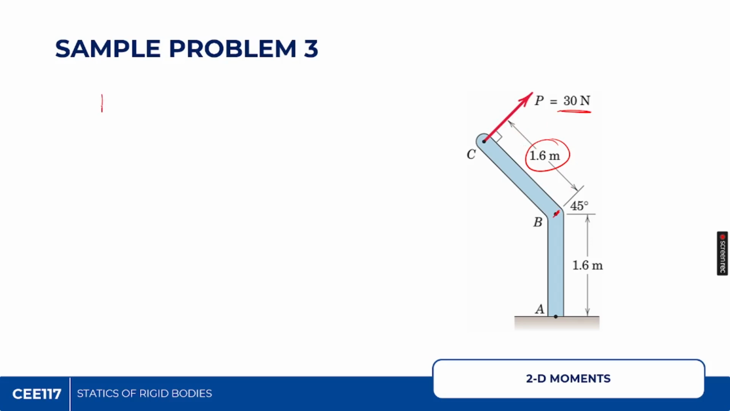So, diretso na yan. Using scalar method lang, that is force times perpendicular distance, that is 30 Newton times 1.6. Okay? So, yan lang kadali for that one. And that is about 48 Newton meter. Okay, that is your answer for that one. Now, for point A naman, moment at point A, that is still force times perpendicular distance. Pero, we can use the Varignon's theorem for that.